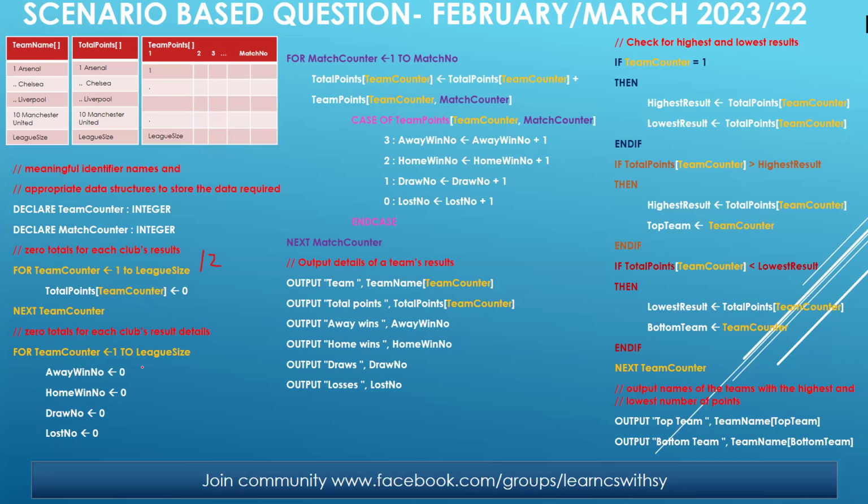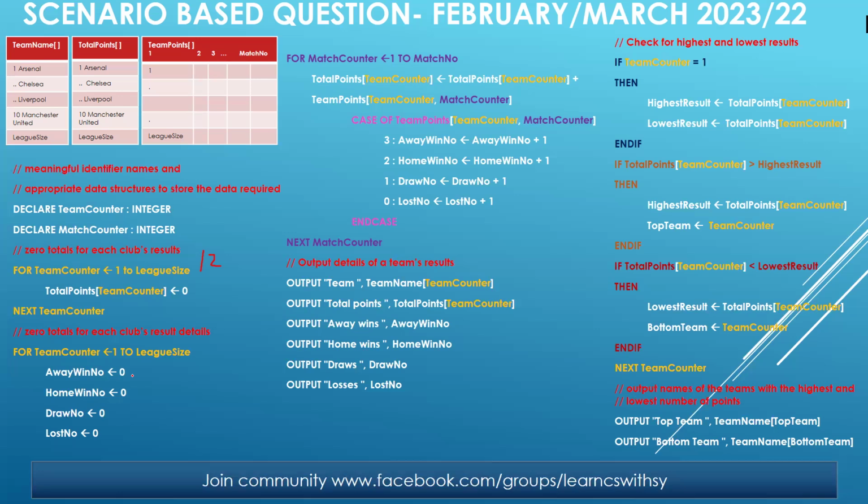Now let's move on to for team count equals 1 to leagueSize, and then away win NO equals 0, home win NO equals 0, drawn NO equals 0, lost NO equals 0. So we have initialized 4 variables with 0 to perform the counting phase, the one that we have talked about. This counting phase will be handled with the help of away win, home win, drawn NO, and lost NO. These are the 4 variables initialized with 0.